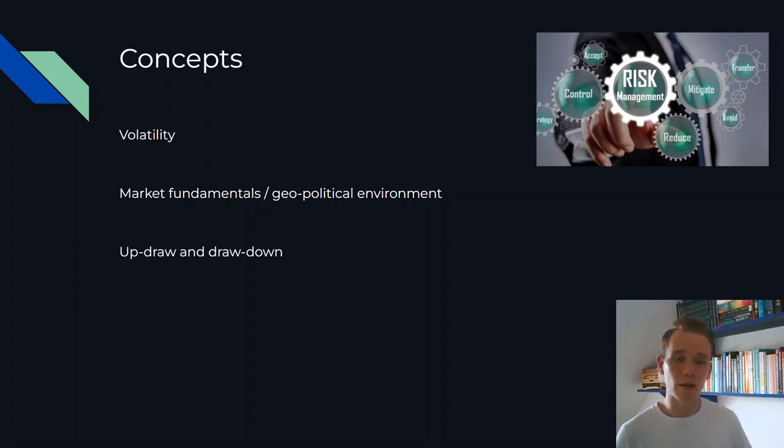Now, another one is the updraw and the drawdown. This one is purely focused on the performance of the individual trader, and what this refers to is the equity in the account that you're trading, or the performance of your previous trading history, relative to the baseline of the account. This is very common when it comes to funded accounts. You get given an account at say $100,000. The updraw is how much you're in profit, and the drawdown is how much you're in negative equity.